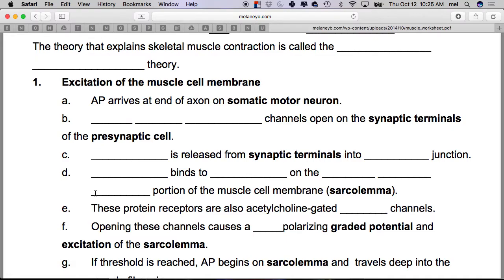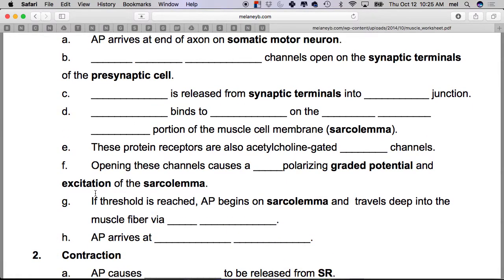Now we are at G. If threshold is reached, an action potential begins on the sarcolemma and travels deep into the muscle fiber via little blank, big blank. T tubules, exactly. Via T tubules. Then the action potential arrives at the thing that's right next to the T tubules where you store calcium. Do you remember what that was? So you're going down the T tubules, and it's right next to it, it stores calcium. Okay, we'll come back to it. Do you know what it's called?